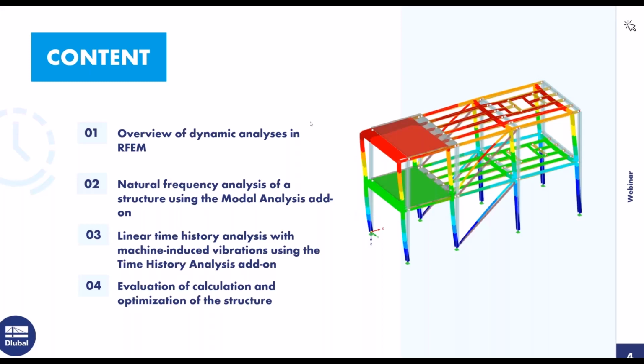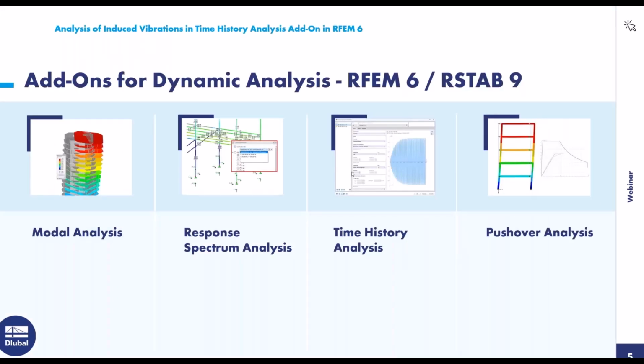Then I'll go on to the next one, and here you see the add-on modules which we have in RFEM 6 and RSTAB 9. The first one here on the left side is the modal analysis. This is a basic tool in RFEM 6 to calculate the eigenvalues of the structure. So you get the equivalent load factor, and you get the eigenfrequencies of the structure, which is a really important tool. To use the other dynamic analysis tools, you need the modal analysis.